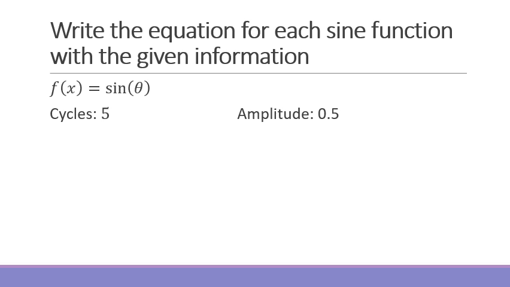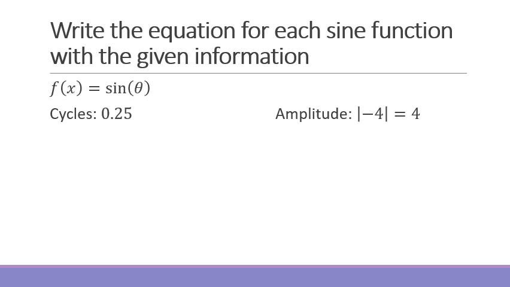Next one, let's try 5 cycles and an amplitude of 1/2. So the amplitude is A, it goes on the outside. I guess we don't need a parenthesis there yet. And then the number of cycles is your B. So this will be 0.5 sine 5 theta. So it's not too hard to do, right?